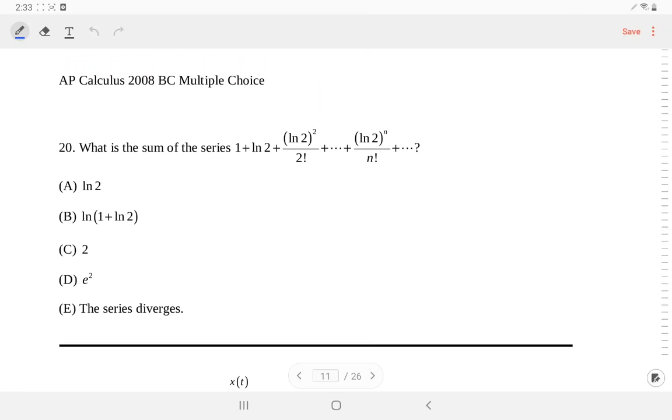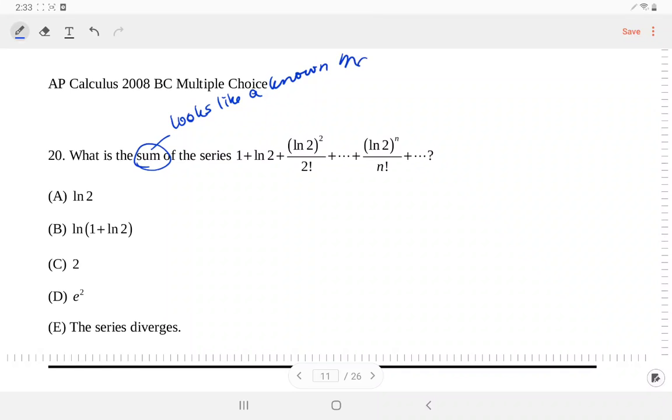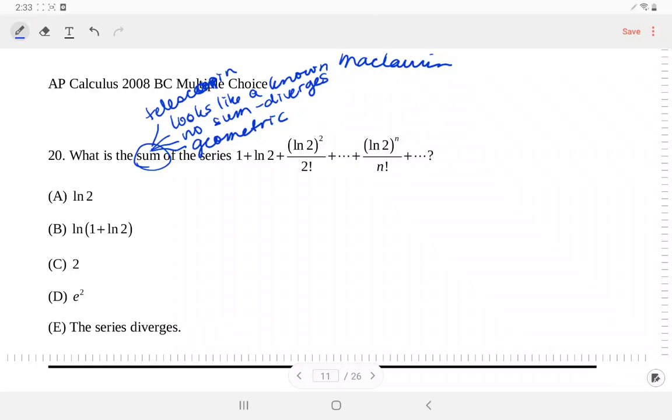Okay, so let's see, 20. What is the sum of the series? Okay, so sum of the series, I call it looks like a known series. So this looks like a known Maclaurin. Or there's no sum. Or maybe it's geometric and we have a geometric sum. So no sum would be because it diverges. And telescoping. Okay, so anytime I see sum, when it applies to a series and they actually want the sum, these are the things I think about.